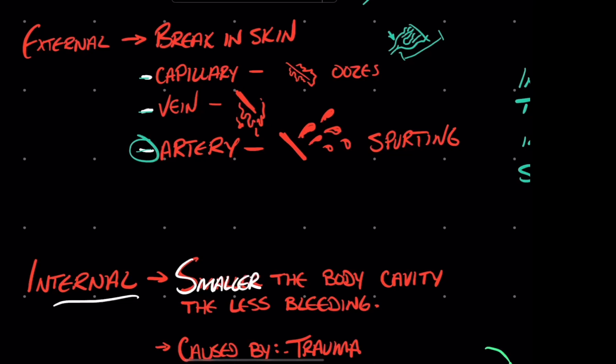Arterial bleeds are going to be the most difficult to probably control. They're going to require direct digital pressure, tourniquets likely, depending on how aggressive the bleed is. And these are the ones that are going to likely need some kind of surgical intervention at the hospital.